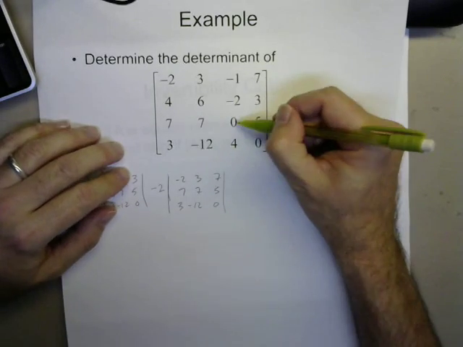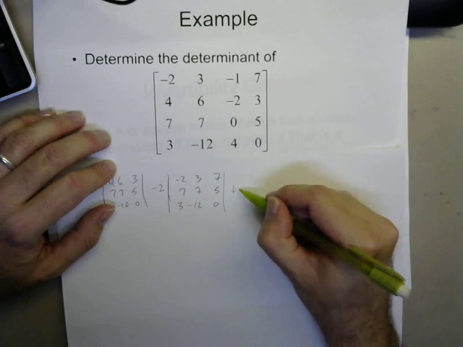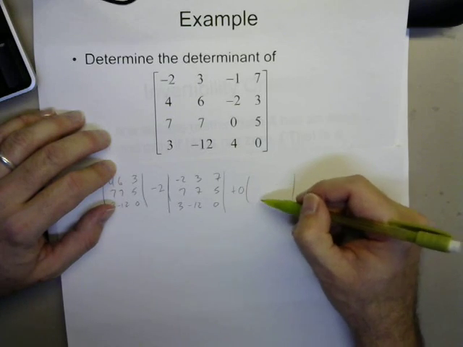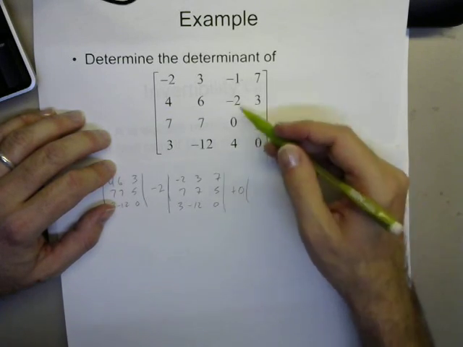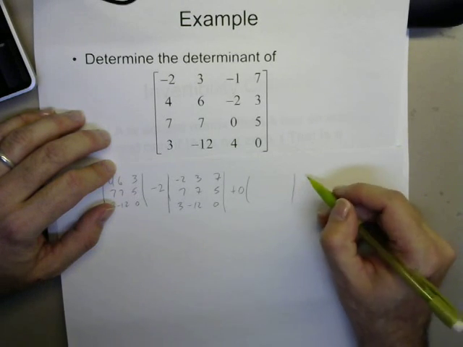And then go down one more, to here, so you'll get plus or minus 0, it doesn't really matter, times whatever that determinant would be, but we don't have to work it out because we're going to multiply by 0 anyway. So that's what I mean by it's advantageous to expand along a row or column that has a lot of zeros.